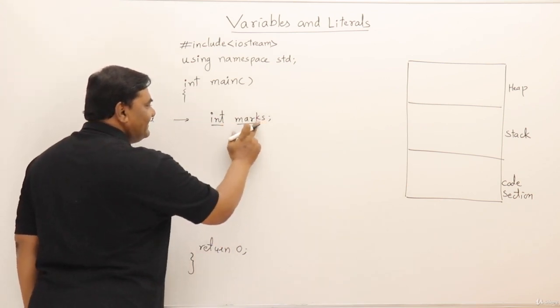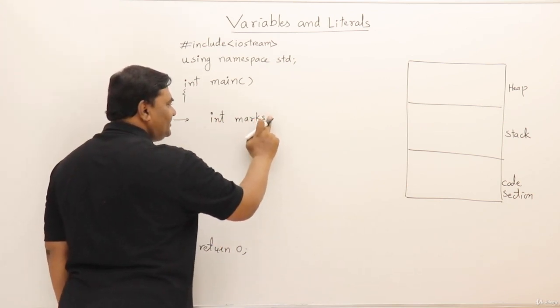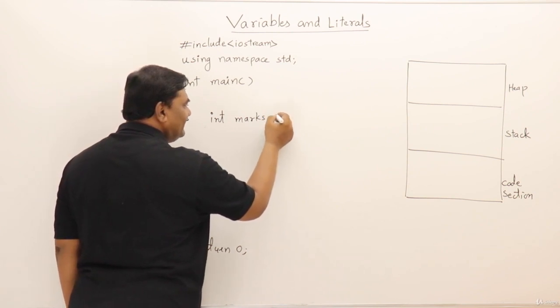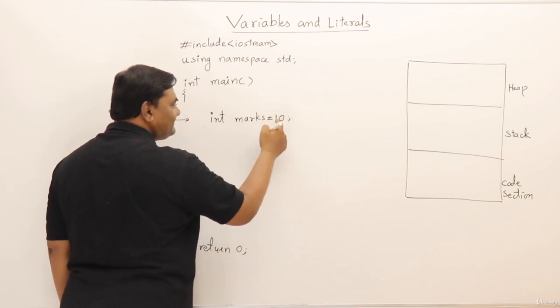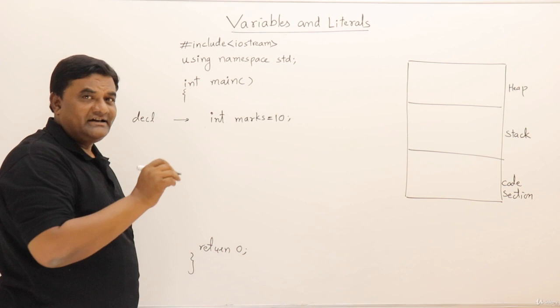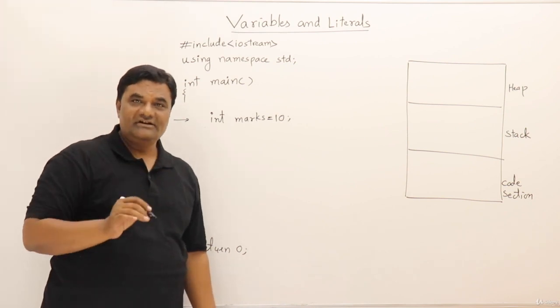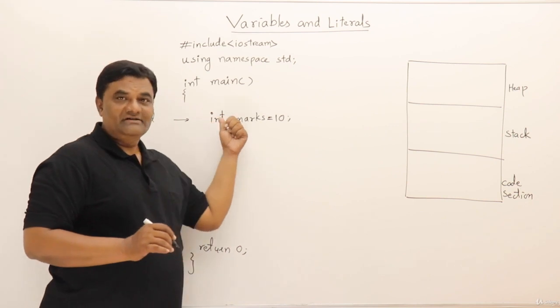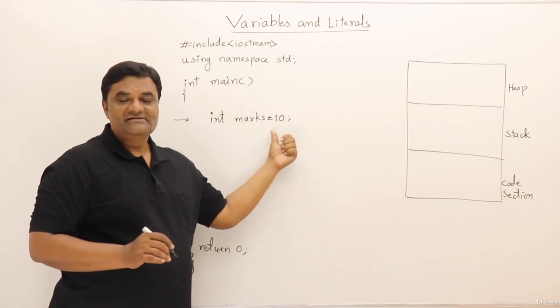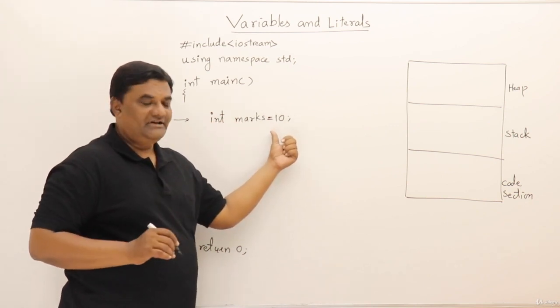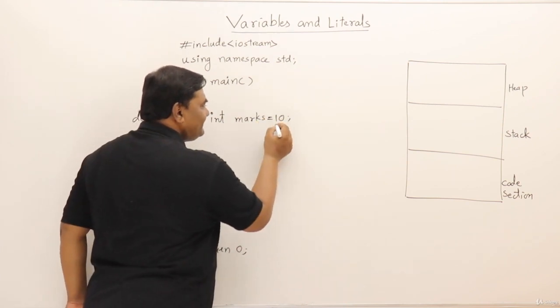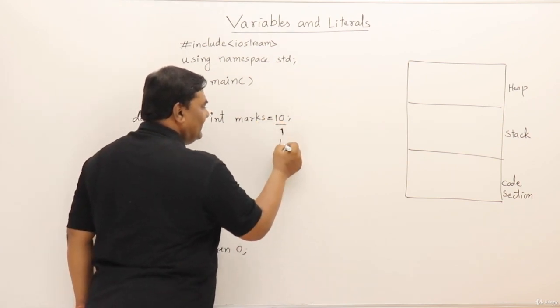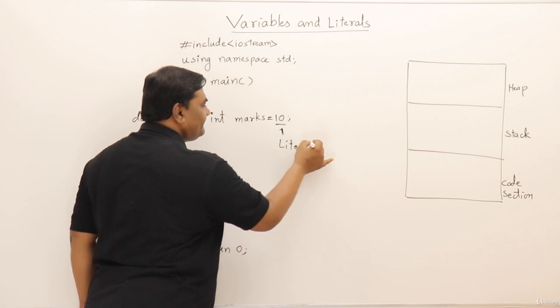Now the next thing is, if you want to assign some initial value to a variable, you can directly assign it. So this is called initialization. Initialization is the first value given to a variable when it is declared. So this is a data type, this is the name of a variable, and this is the value assigned to a variable. So this direct value that is assigned to a variable is called a literal.